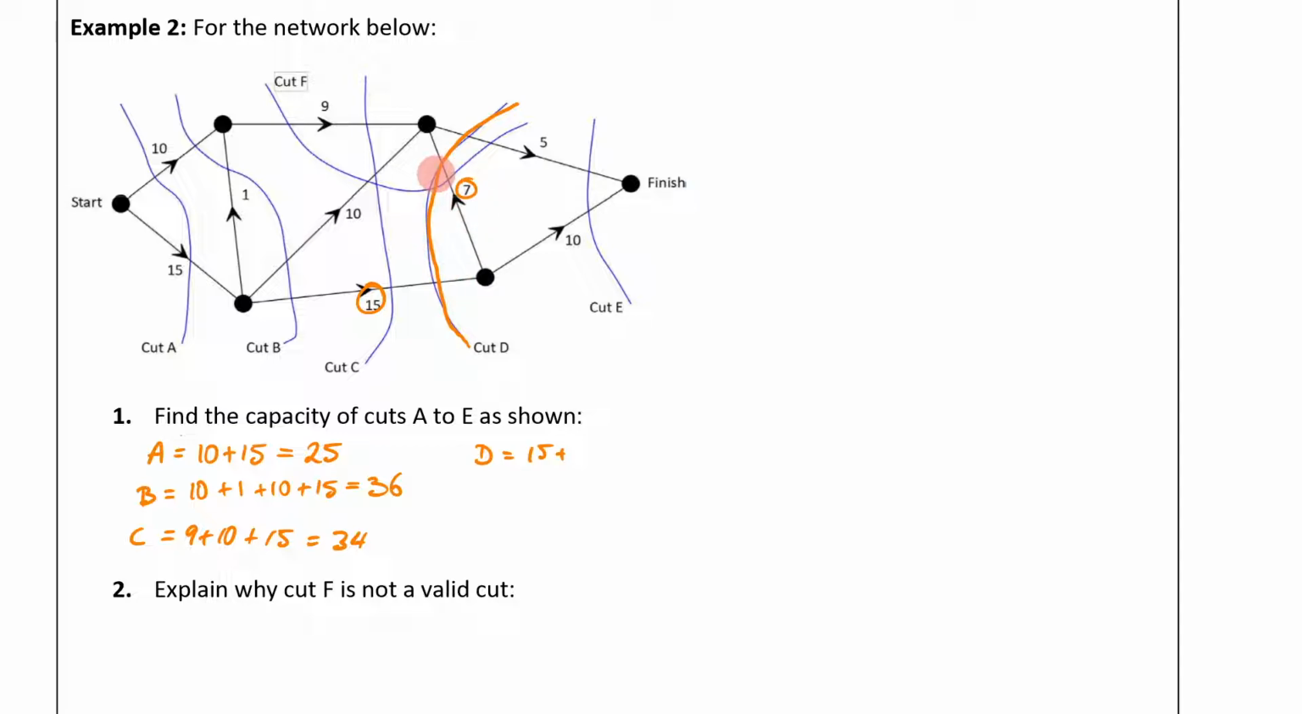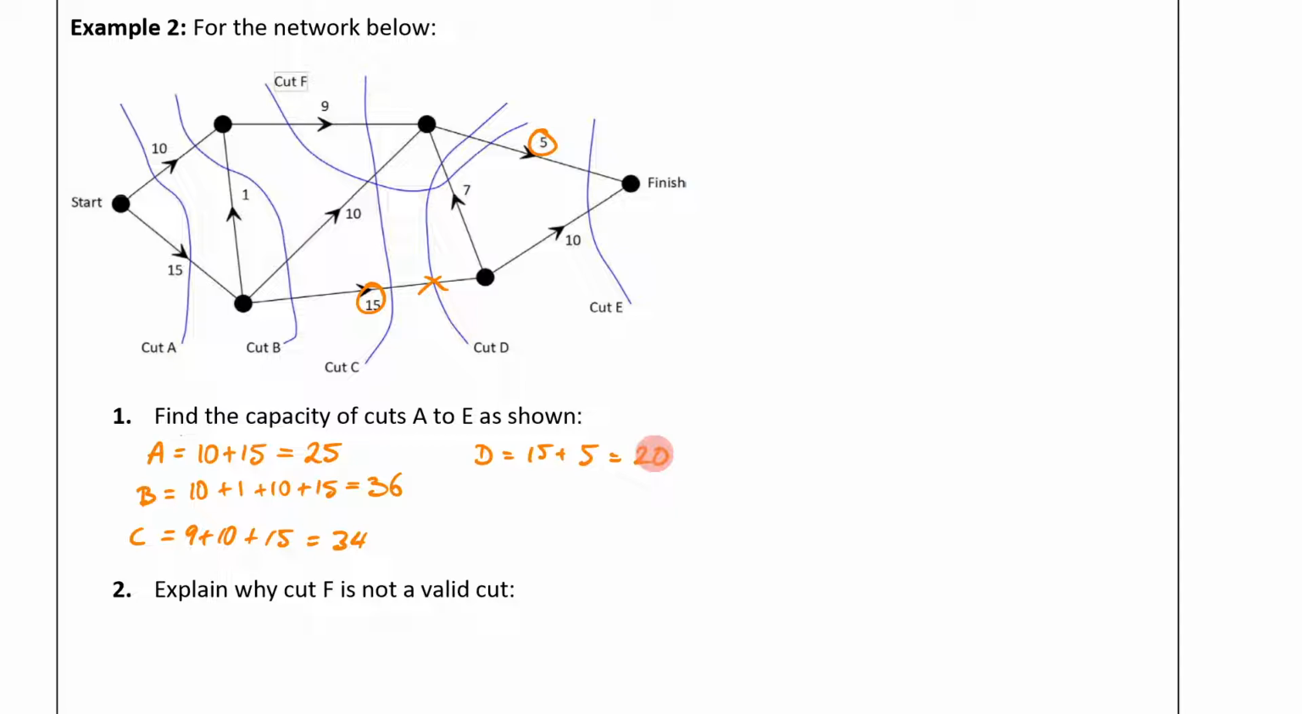Oh, now we have to be careful here. I was about to count 7, but should we count 7? We shouldn't, should we? Because do you see here that nothing is flowing through 7? Because once I have cut it here for cut D, now nothing is flowing through there. So it's simply going to be 15 and 5. That's it. So 15 plus 5 for cut D is going to be 20.